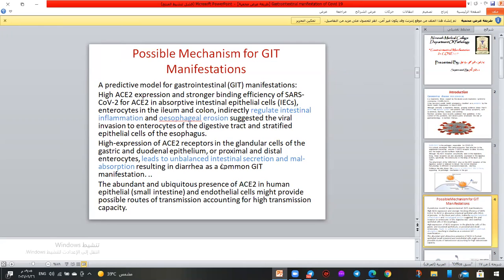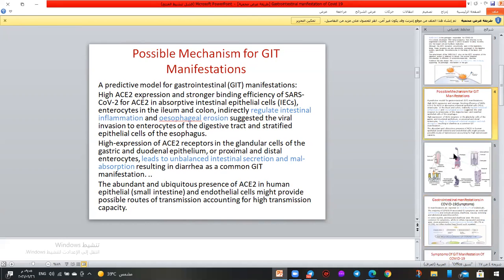Abundant and ubiquitous presence of angiotensin converting enzyme 2 in human epithelium راح تكون موجودة بالsmall intestine and endothelial cell. هاي هي might provide possible route of transmission accounting for high transmission capacity. يعني وجود هاي الانجيوتنسين converting enzyme هي اللي راح تسمح ب possible route of transmission. هاي هي الميكانيزم المحتملة لنقل أو للإصابة بال GIT manifestation بالكوفيد.